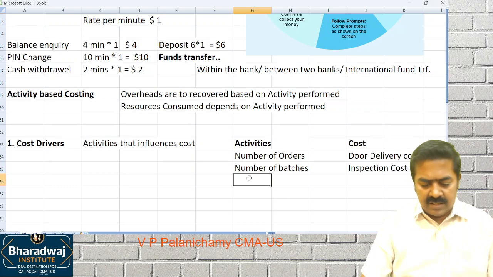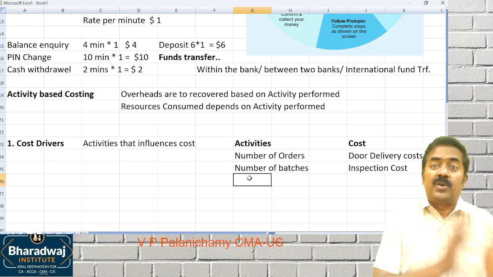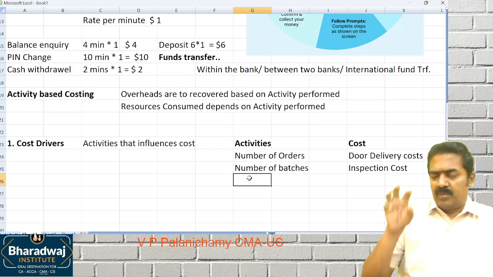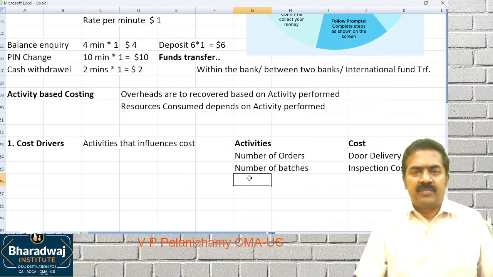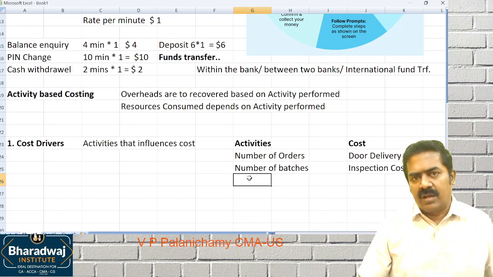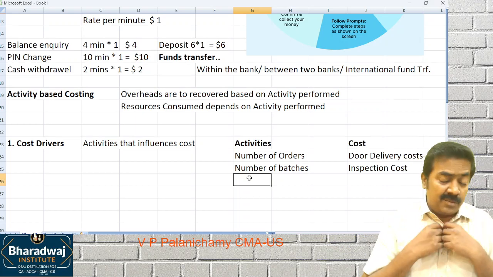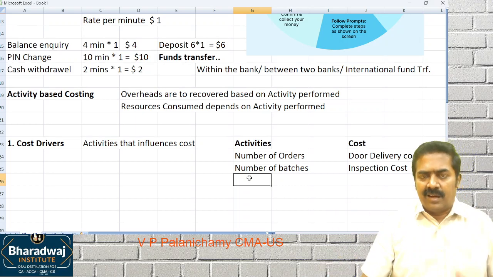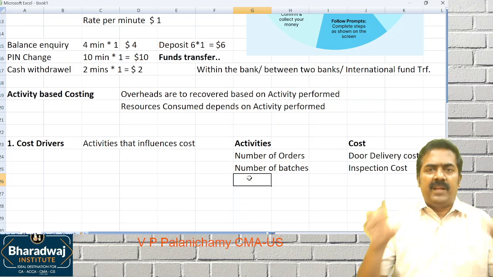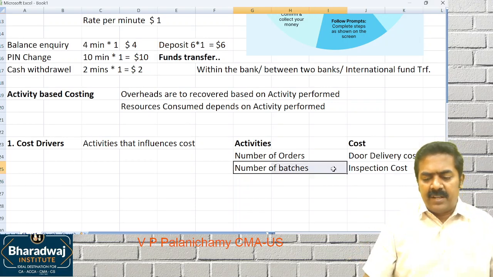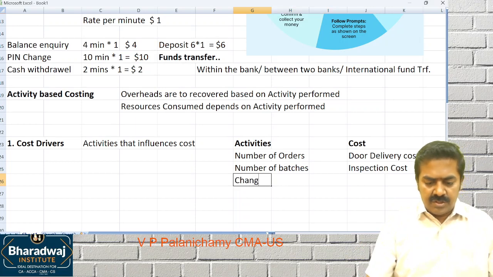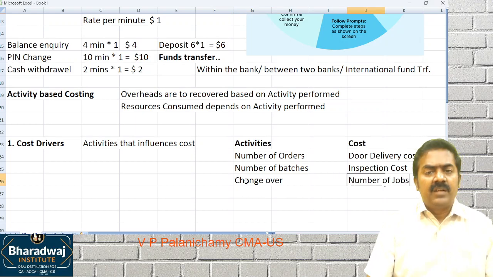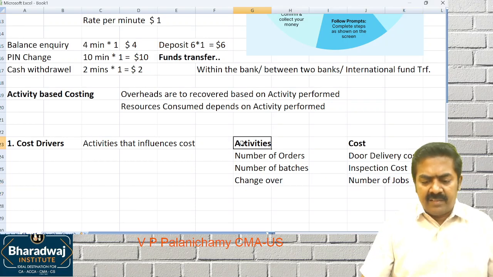Same way, for example, you will find the changeover time. What do you mean by changeover cost? From one job, you remove the material, you do another job. For example, let's assume in a factory, we are stitching t-shirts. One lot of t-shirts is over. Next lot of t-shirts is coming. Design, cutting, tailoring, everything will be different. The plates, everything will be different. So that will depend upon number of jobs handled. Changeover costs depend on what? Number of jobs handled.